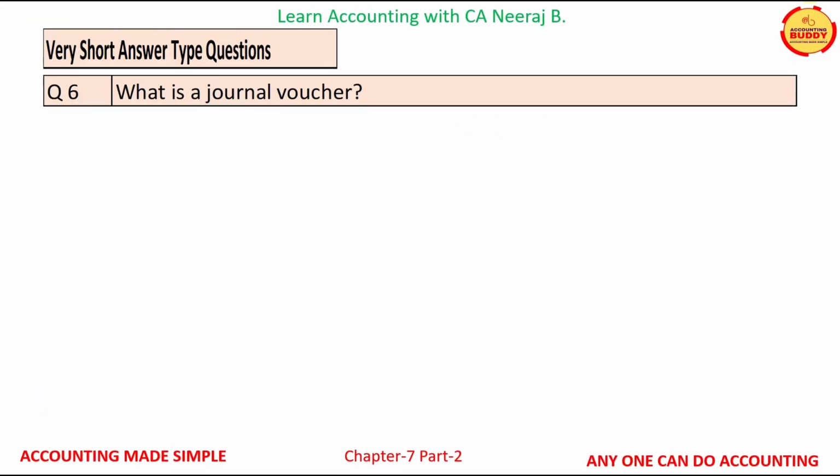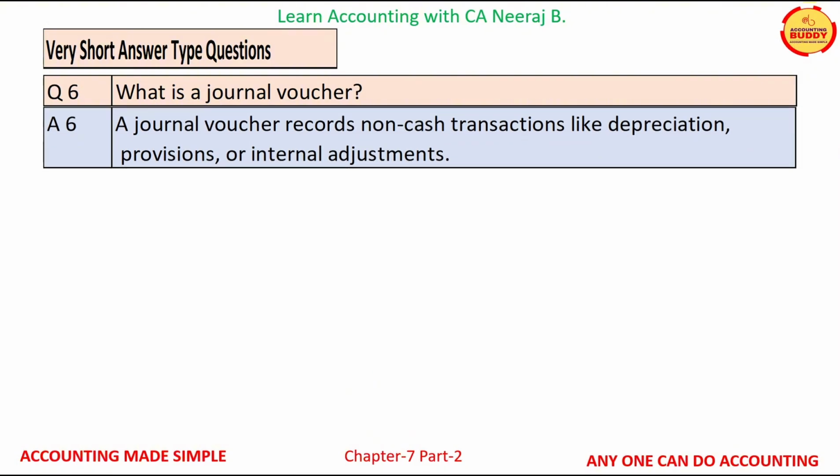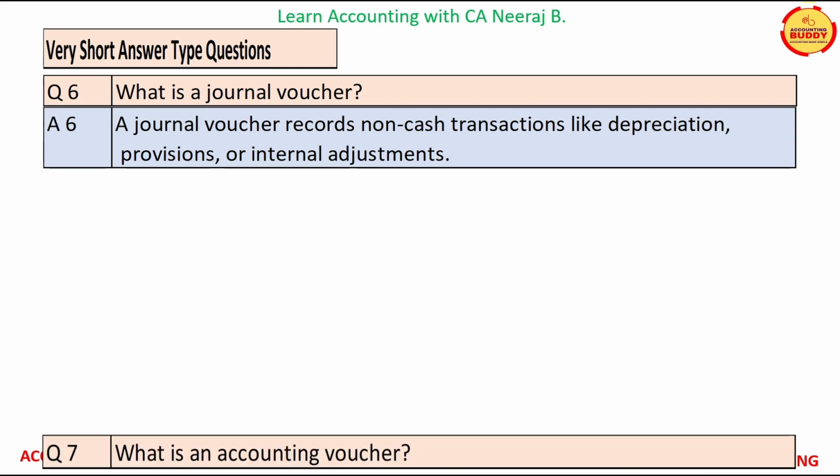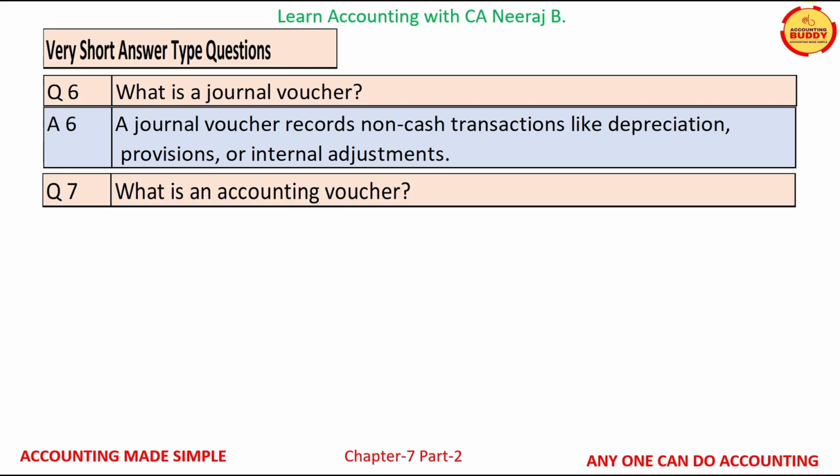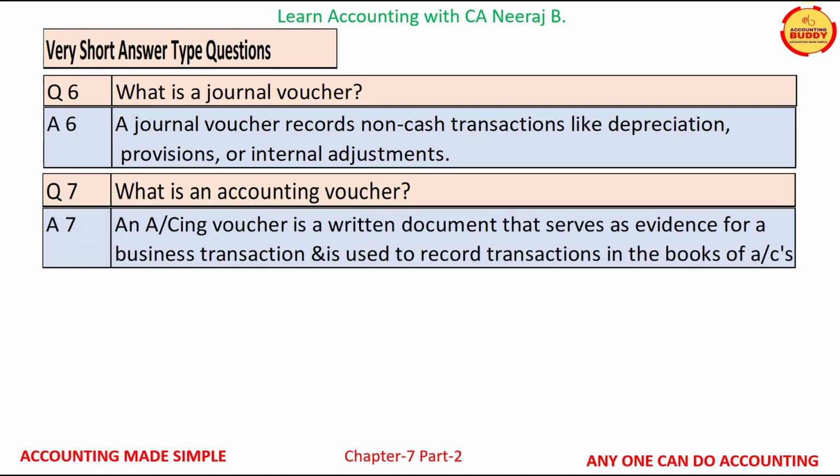Question number 6 on your screens is, what is a journal voucher? The answer is, a journal voucher records non-cash transactions like depreciation, provisions, or internal adjustments. Question number 7, what is an accounting voucher? The answer is, an accounting voucher is a written document that serves as evidence for a business transaction and is used to record transactions in the books of accounts.